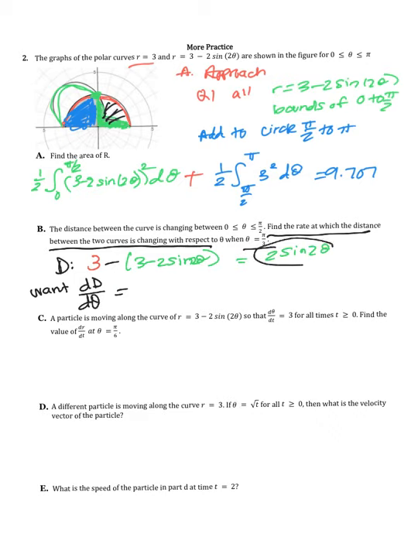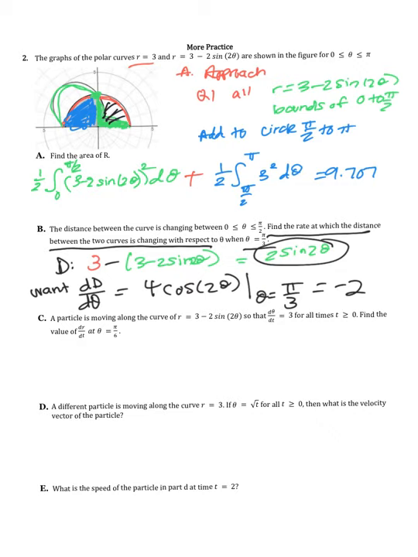Well, we can take the derivative of d here with respect to theta. That's going to give us 4 cosine of 2 theta. And then we are going to evaluate this when theta is pi over 3, which is going to give us -2. So the rate at which it is changing is -2.